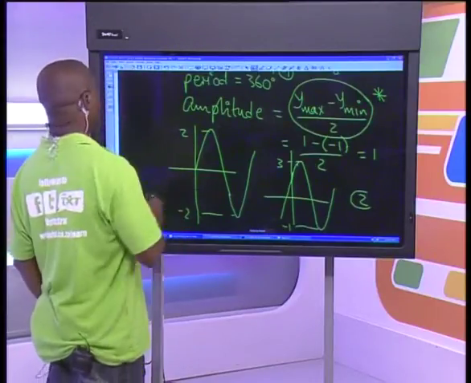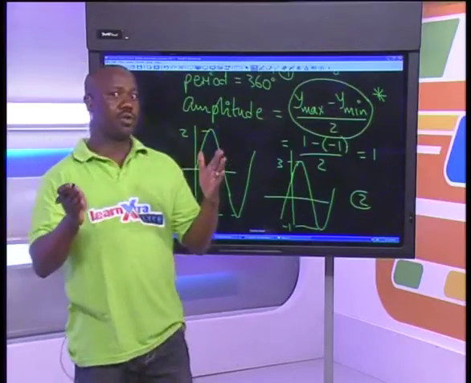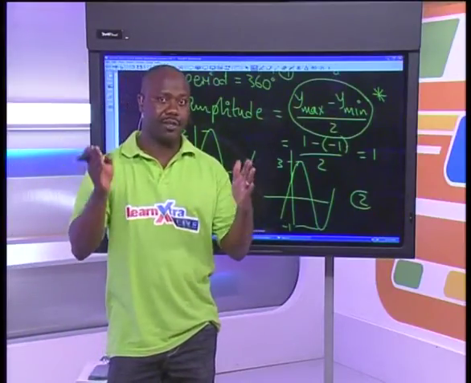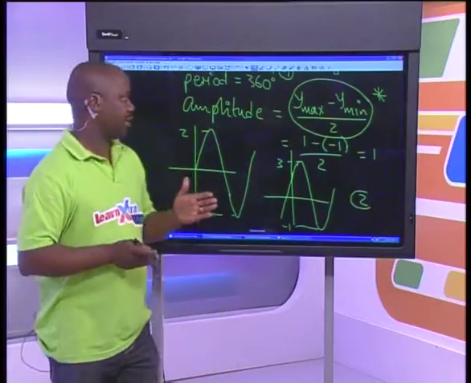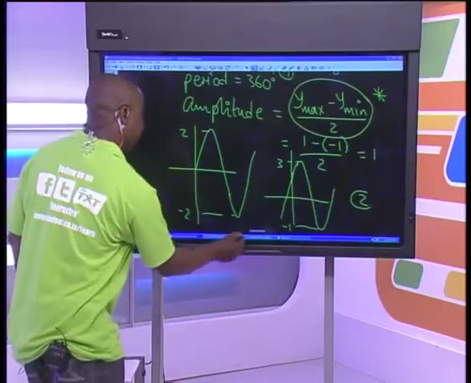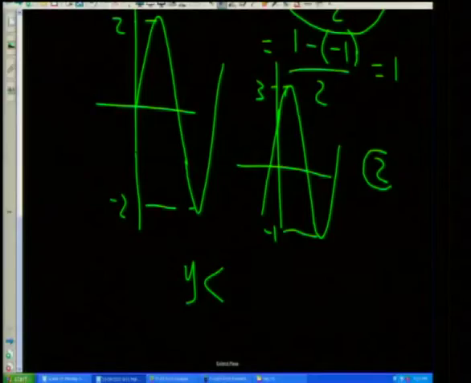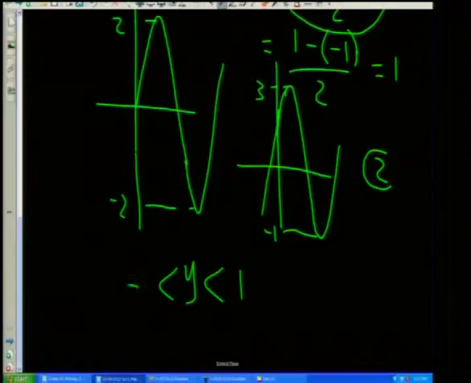All right. More than that, what's the other feature that I want to point out there? Yes, for any graph, we need to define the domain and the range. The range for a sine graph, you're going to write it as y less than 1 but greater than minus 1. That's our range.